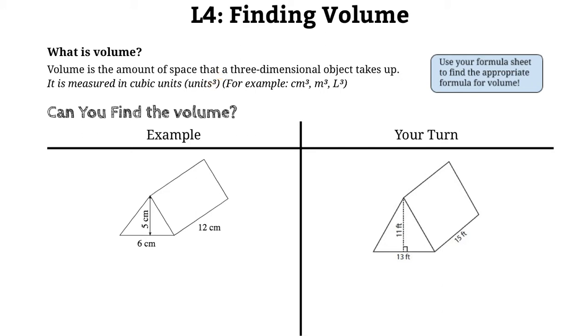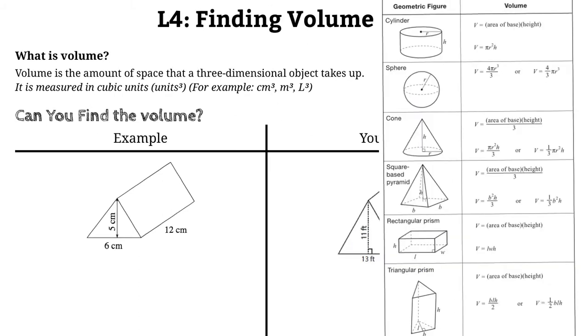There's not just one formula to find the volume of all the shapes. We do have different shapes, so we need to use our formula sheet to help us find our appropriate formula. So here's the volume side of our formula sheet, and these are the different three-dimensional shapes that we have. We have a cylinder, a sphere, a cone, a square-based pyramid, a rectangular prism, and a triangular prism. So let's find the volume of this example.